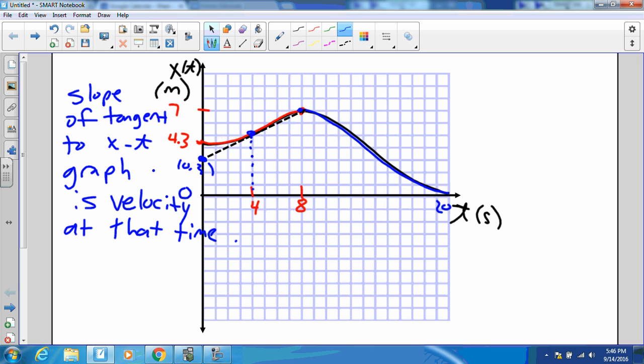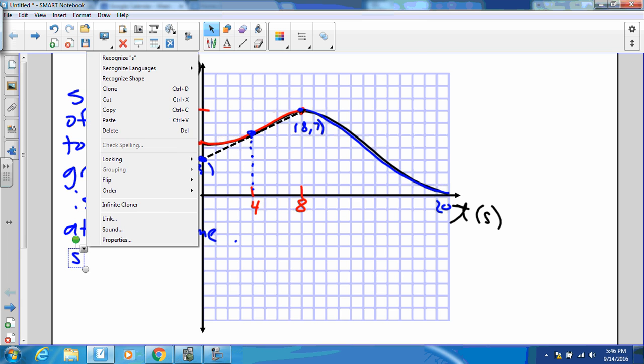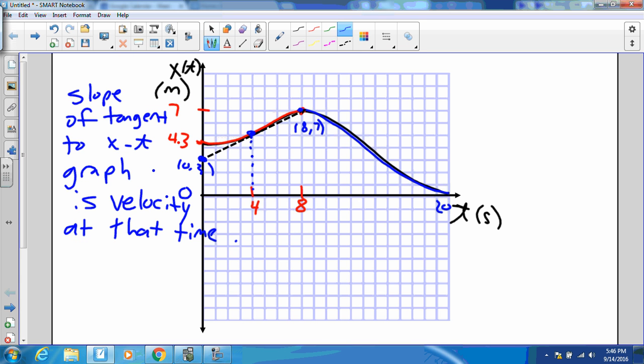And this point is (0, 3). And this point is (8, 7). And I can find that slope in the usual way. So the slope, which is the velocity at 4, is going to be equal to rise over run, or 7 minus 3 meters for every 8 minus 0 seconds, or 4 over 8, or 0.5 meters per second. And it's the velocity, so we'll give it a nice plus sign.